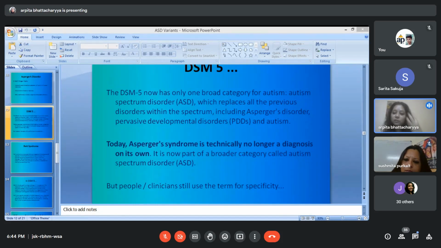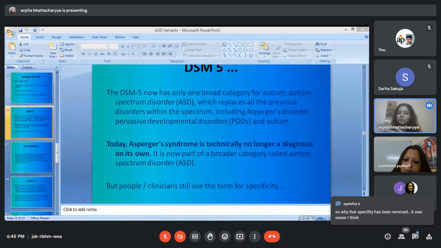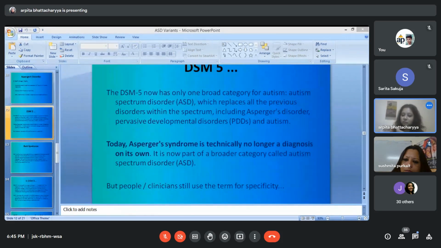So I'm not saying all of the symptoms to another professional. Obviously, we don't talk much because we know the terms. So what do we say? We say that he's having Asperger's. So this kind of terminology is still in use. That's why I'm referring to DSM-4. Even on a doctor's prescription it's written, Aspie query. This is still written. So in order to denote that specificity, we use the term still unofficially.